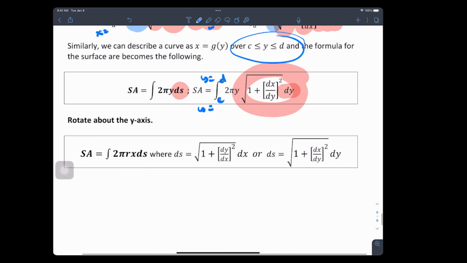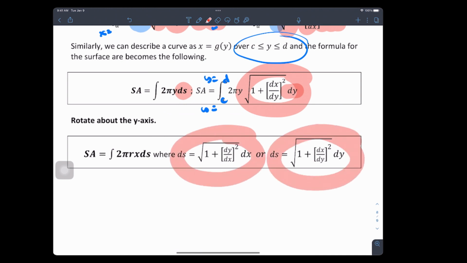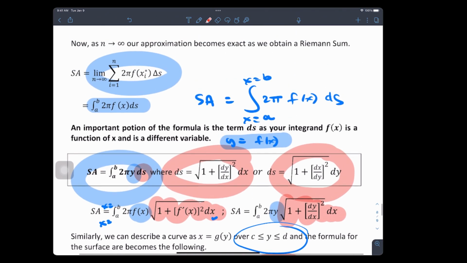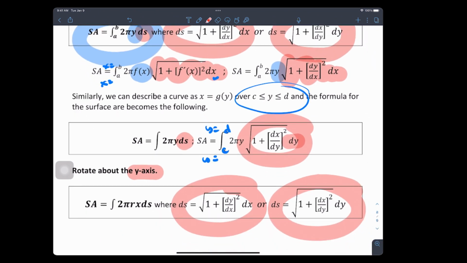And if we rotate this about a different axis, we're going to have 2 pi r x ds. We're going to see how that works as well. Notice you have two different ds's, and you're going to have two different rotations. One is about the x-axis, and the other is about the y-axis. So we're going to have to look at these examples here for surface area. See how that works. Let's get this out and see how to use those formulas.